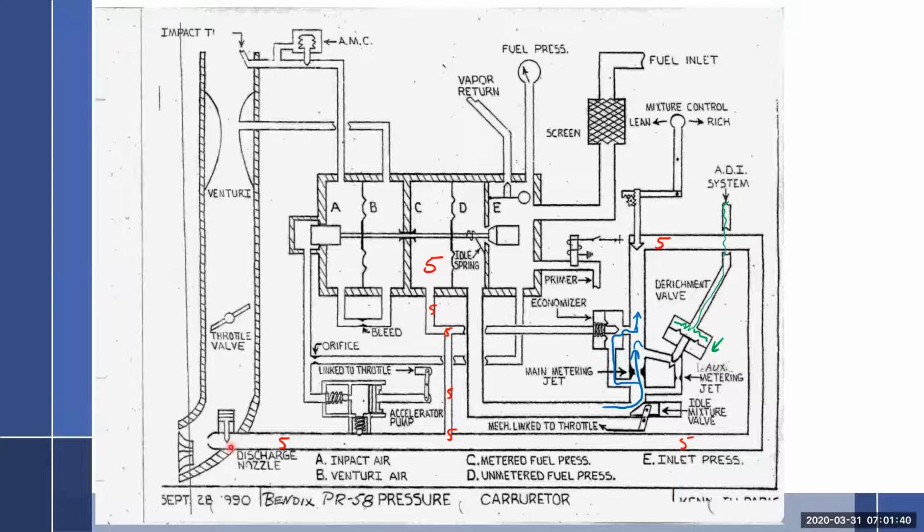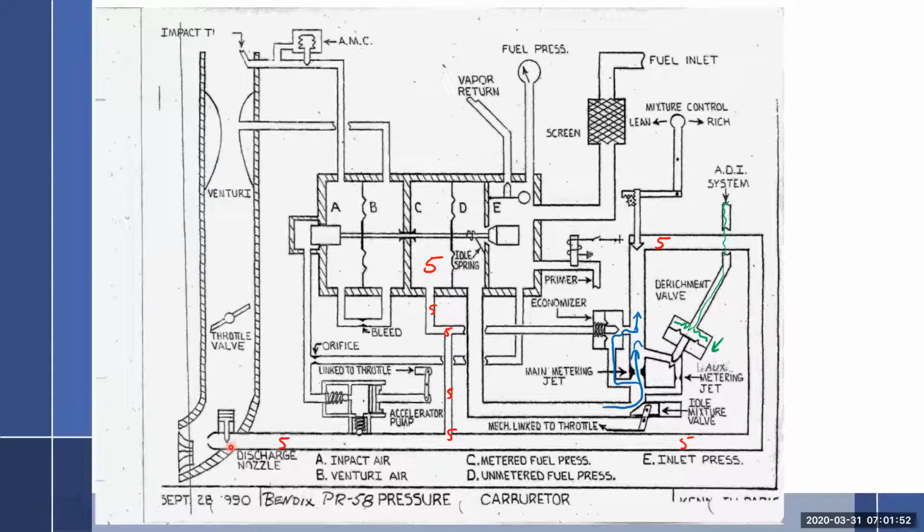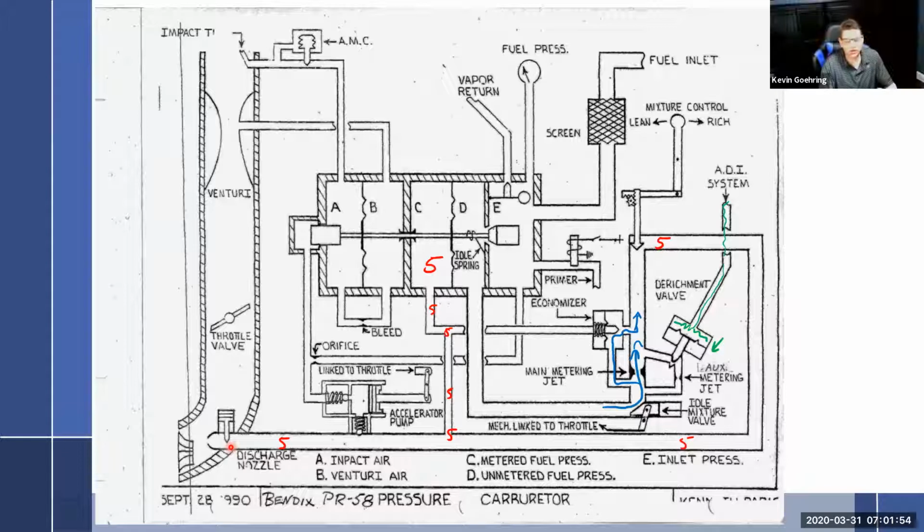Kevin? Yeah. On the ADI system, there's a pump there, right? Yeah, there's a whole different system. Okay, and there's a tank too, right? Okay. So we're going to talk about the ADI system, but the only part of the carburetor that really deals with the ADI is just the de-richment valve. It's the only thing on here. So otherwise it's a completely other system. And we will talk about that in the next day or two.